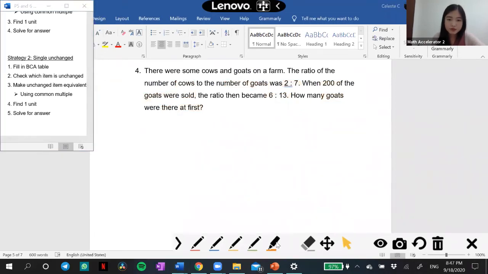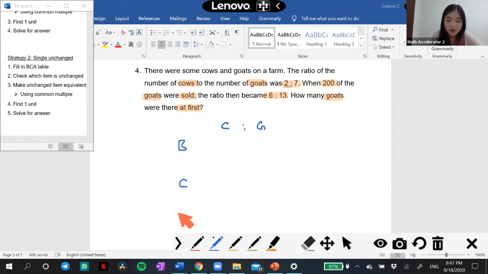Okay, let's clear this. Cows to goats, 2:7. 200 goats were sold, ratio 6:13. They want goats at first. Step 1, fill in BCA table.